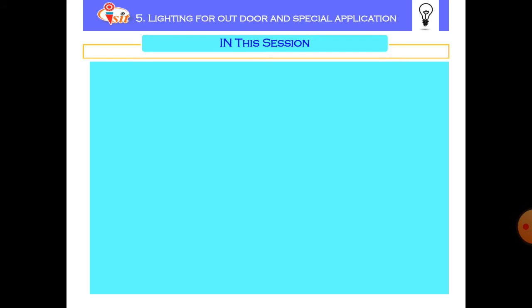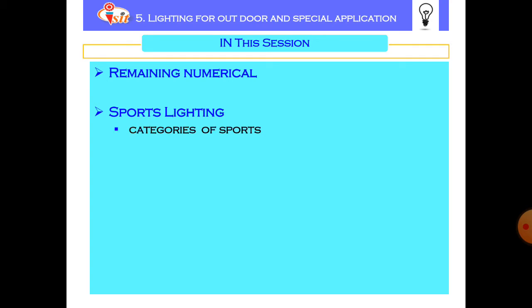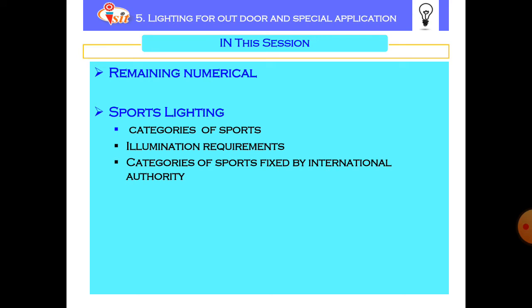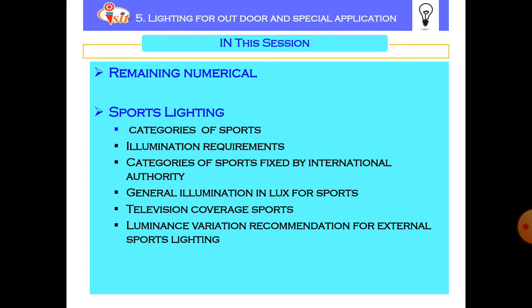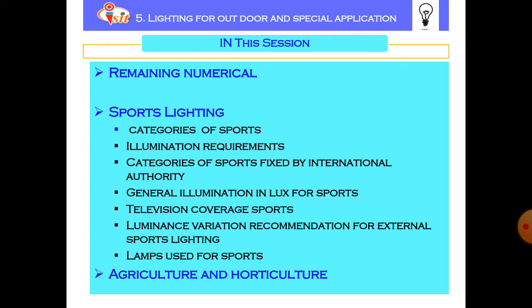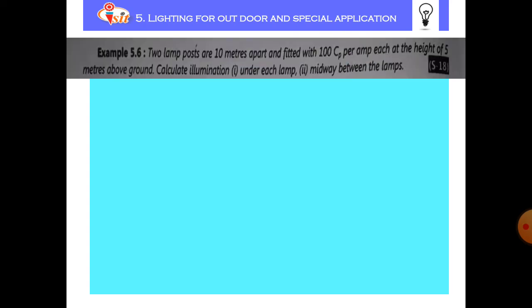In this session, we start with the remaining numerical on the floodlights, then sport lighting, in that categories of sports, illumination requirements, categories of sports fixed by international authority, general illumination in lux for sports, television coverage sports, then luminance variation recommendation for external sports lighting, lamps used for sport lighting, and agriculture and horticulture field. Let us start with the problem or numerical.